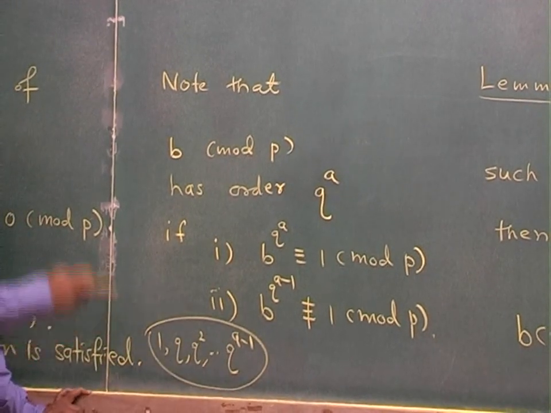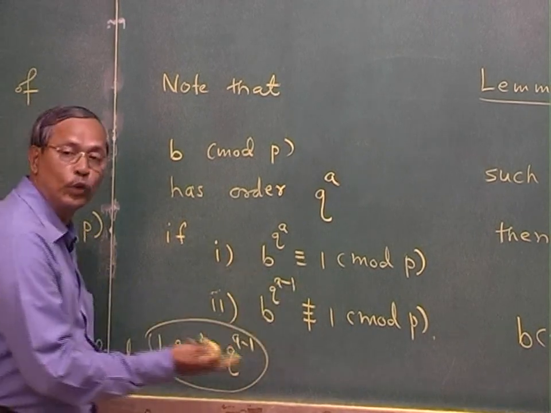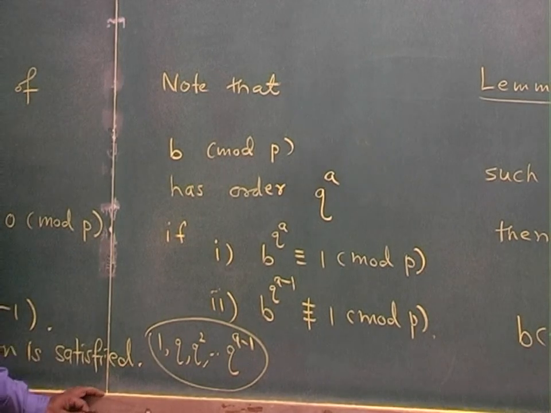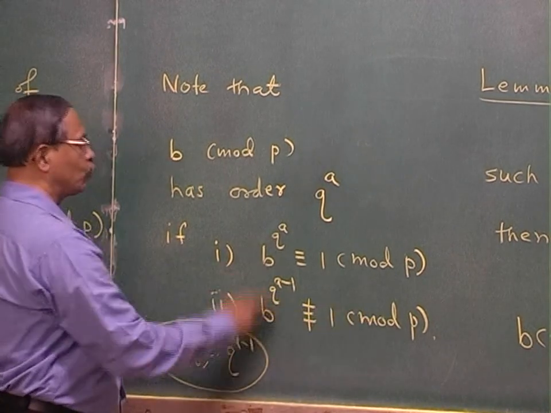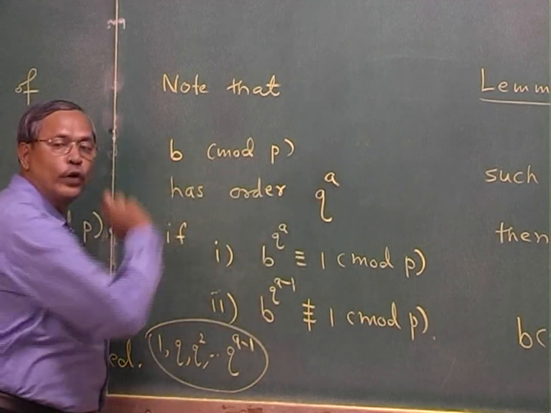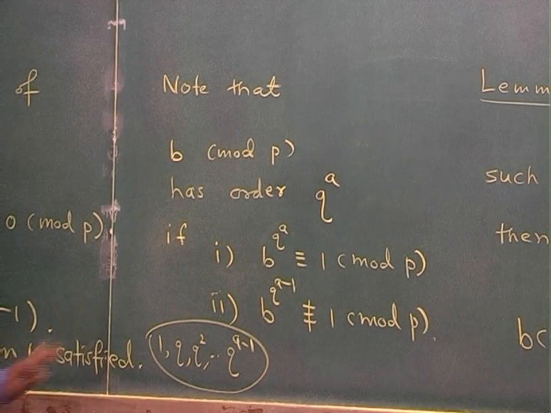If the order is any one of these, then b raised to q raised to a minus 1 would be congruent to 1 mod p, which we don't want. So it is not congruent to 1 mod p. So these are two conditions for the order of b to be q raised to a. Okay? This is a small important observation.